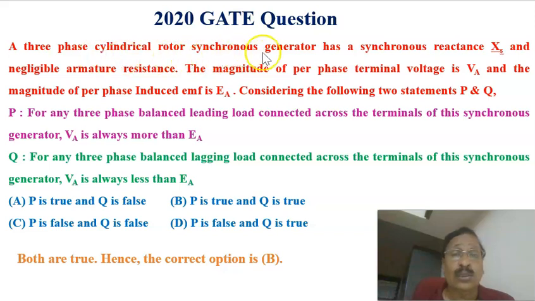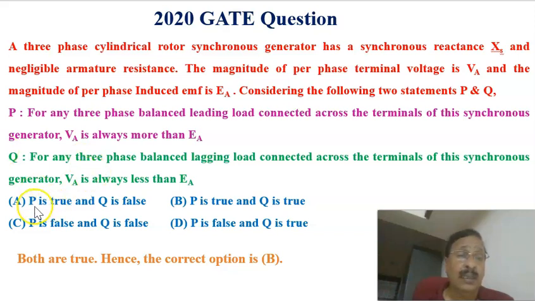Let us see another problem, a 2020 GATE question. A three-phase cylindrical rotor synchronous generator has a synchronous reactance of XS and negligible armature resistance. The magnitude of per phase terminal voltage is VA and the magnitude of per phase induced EMF is EA. Considering the following two statements P and Q: statement P is for any three-phase balanced leading load connected across the terminals of the synchronous generator, the terminal voltage VA is always more than EA. Second statement Q: for any three-phase balanced lagging load connected across the terminals of the synchronous generator, VA is always less than EA.